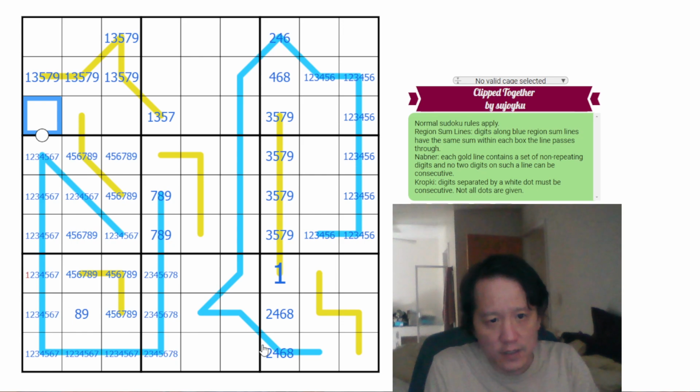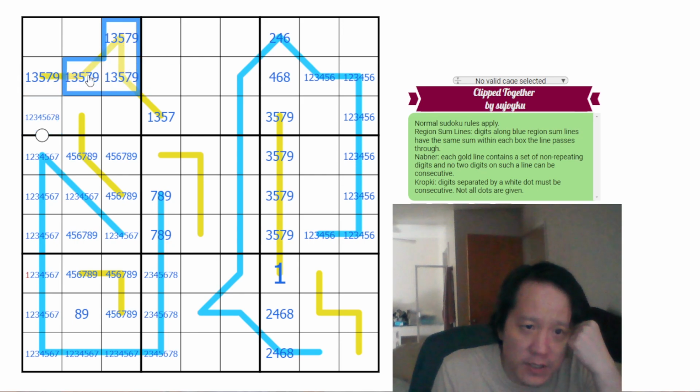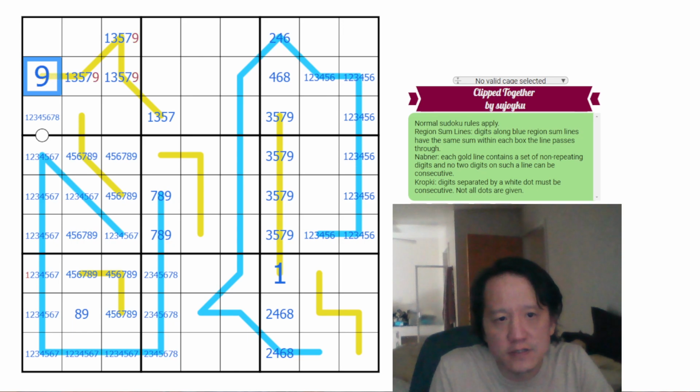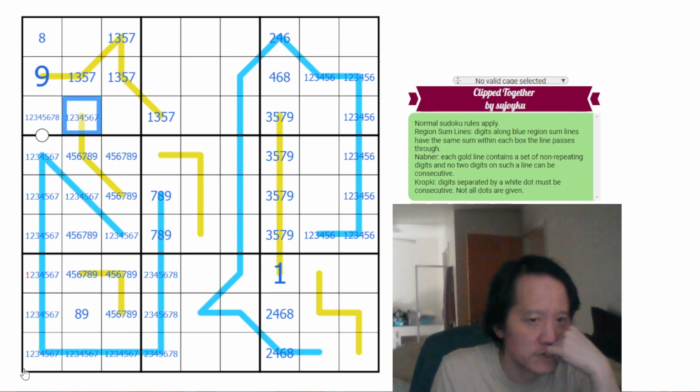This is consecutive. So it could be 1 through 8. The 9 we know has to be here because the 9 has to be here. Therefore, the 9 cannot be here. Therefore, this is 9. So this cannot be 9. 8 has to be one of these two. So this can't be 8. So this is 1 through 7.